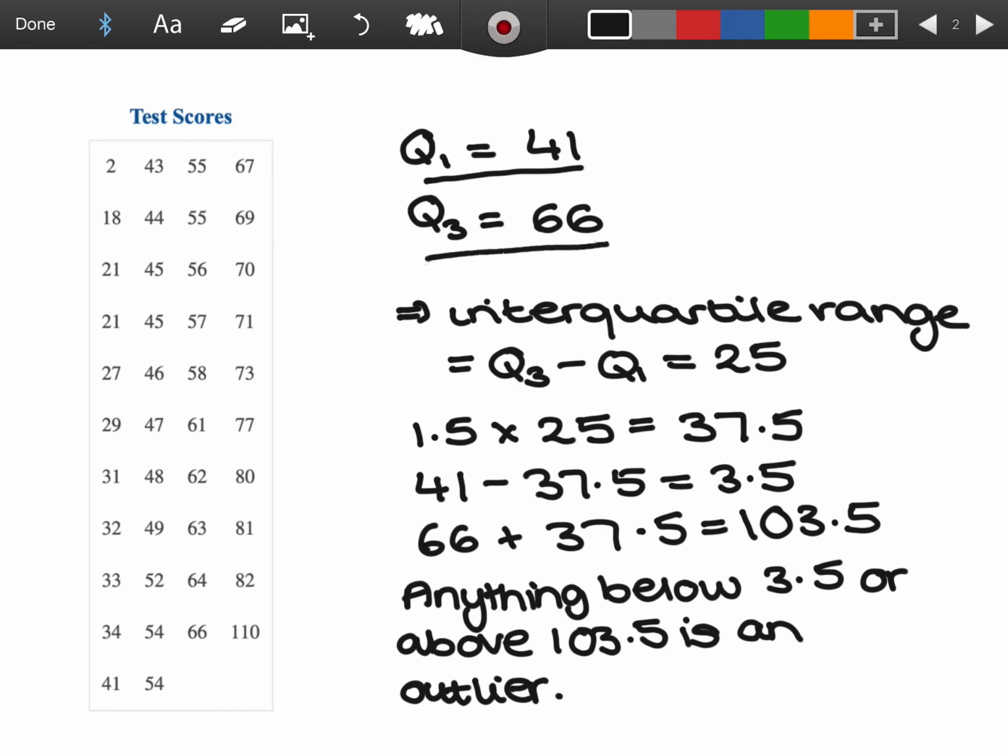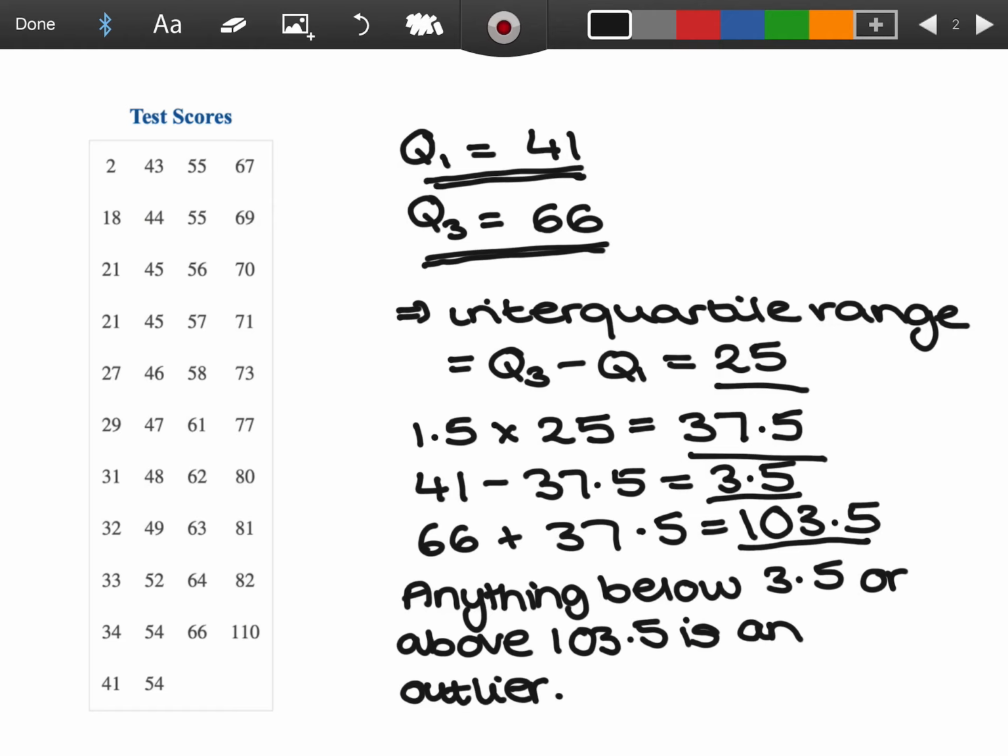Now, if you find the interquartile range, okay, that's the upper quartile minus the lower quartile, which turns out to be 25. Okay, the difference between those two values. Then if I take 1.5 times the interquartile range, I get 37.5. So what I'm now going to do is take my lower quartile and subtract 37.5, and take my upper quartile and add 37.5. Okay, so therefore I'm looking at a low value of 3.5 and a high value of 103.5.